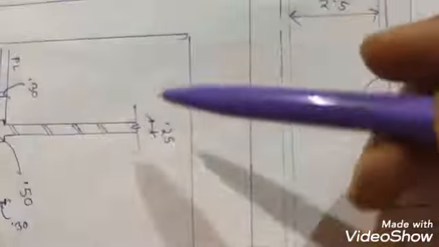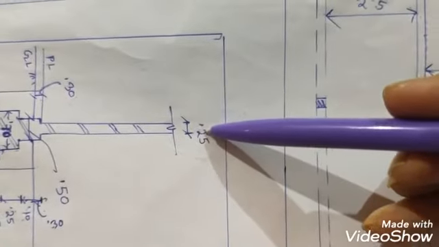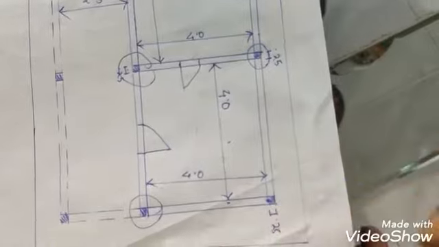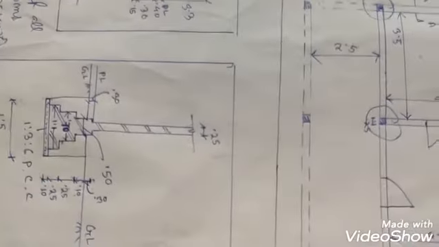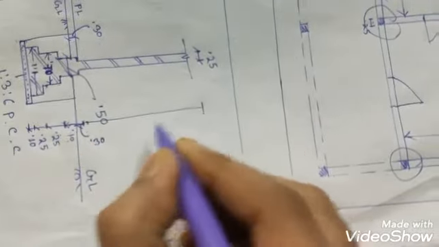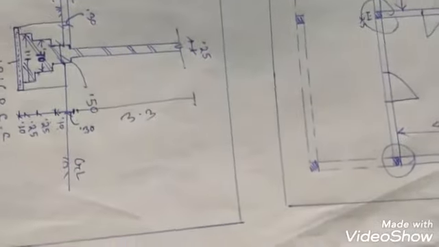What is the breadth of the superstructure wall? Let us go back to the drawing. This is the breadth of the superstructure wall, 0.25. Here in the plan also it is given 0.25. And what is the height? Height is 3.3. Here it is not mentioned. Let us mention here. Height is 3.3.